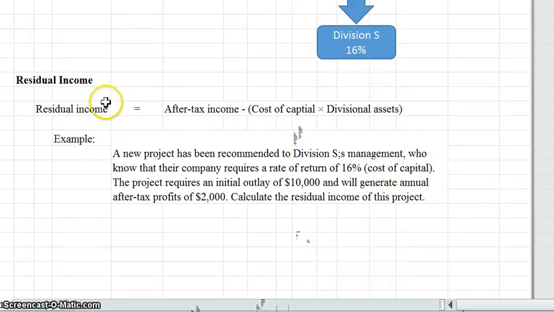The next one we want to take a look at is residual income. You should remember this from managerial accounting. So we have a project that is recommended to Division S's management, who knows that their company requires a rate of return of 16%. The project requires an initial outlay of $10,000 and will generate annual after-tax profits of $2,000. So let's use this information to calculate the residual income of the project.